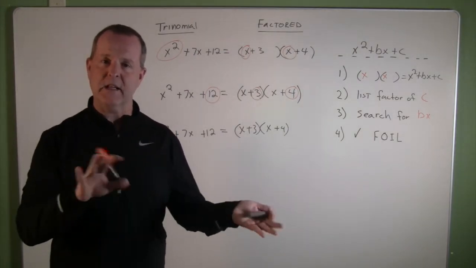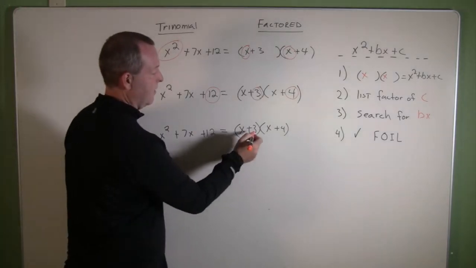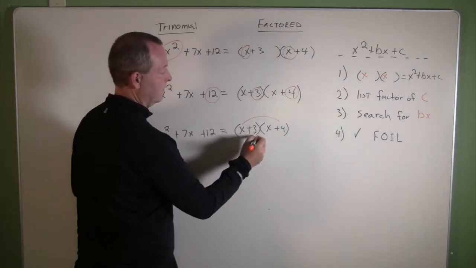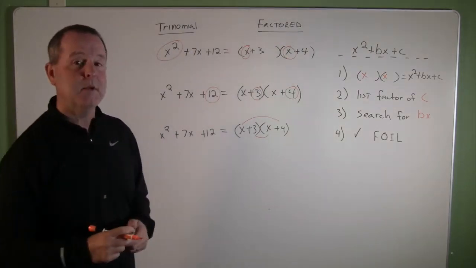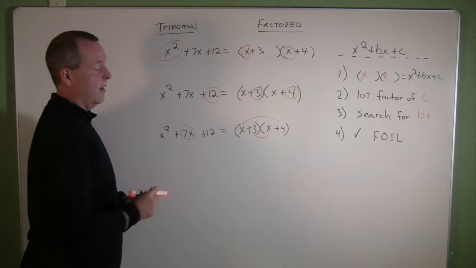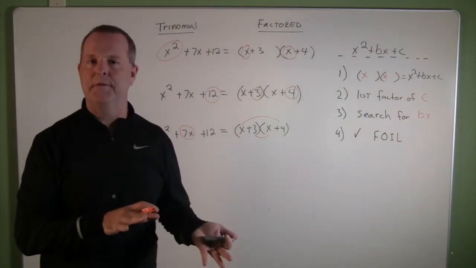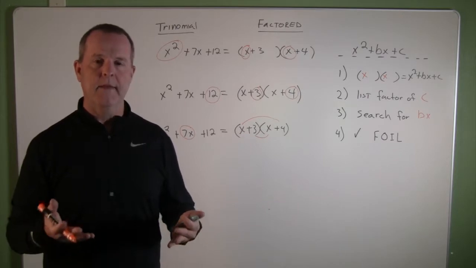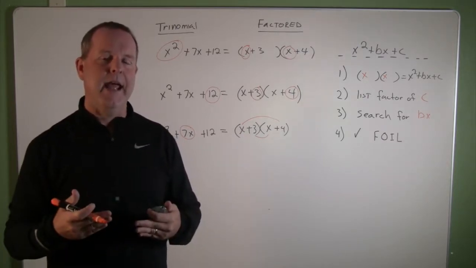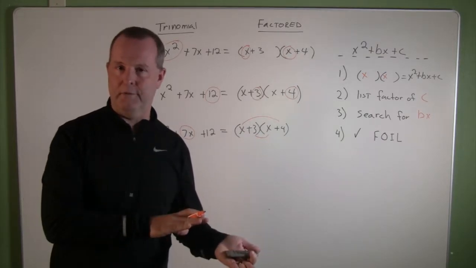And then lastly, the one that's a little bit tricky: when we multiply the outers and add them to the inners, a 4x and a 3x, we got that term. So if you can remember those observations that we've discovered over time, then we can start to unpack how we work these trinomials back to factored form.